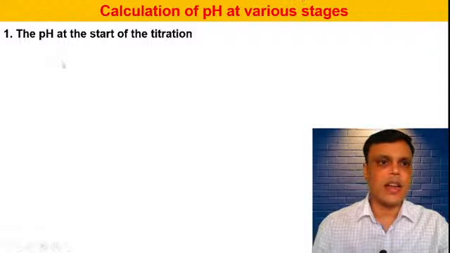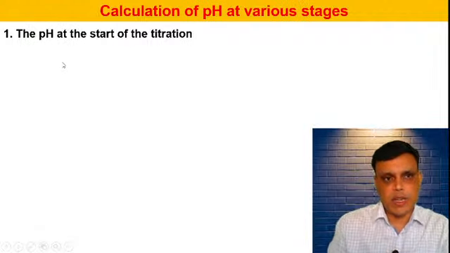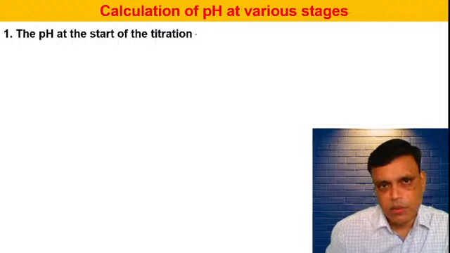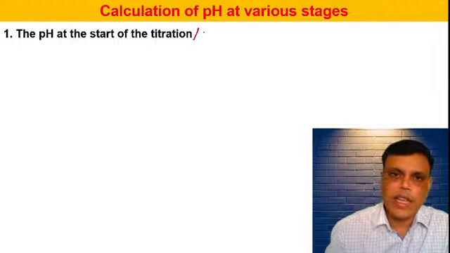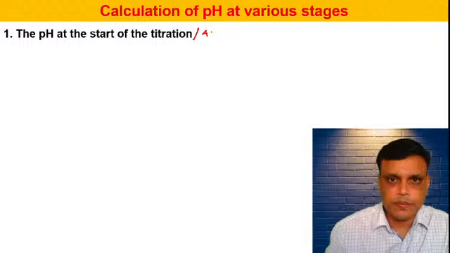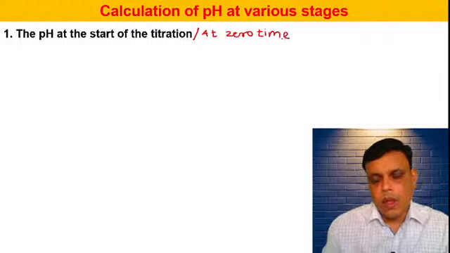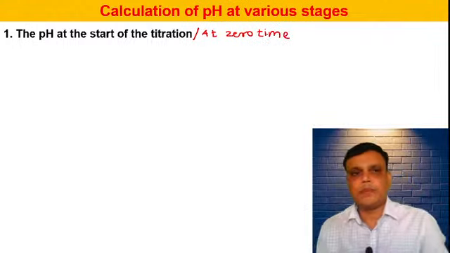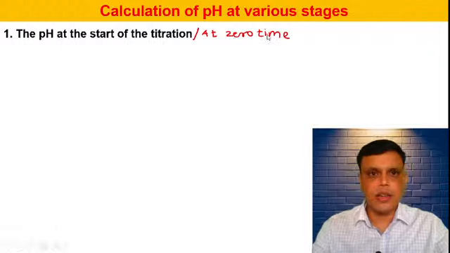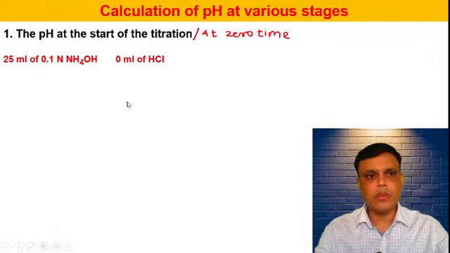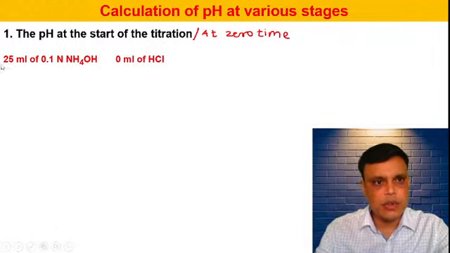So first we will start with the pH at the start of the titration. pH at the start of the titration is also called pH at zero time. So at the start of the titration, this is your condition.